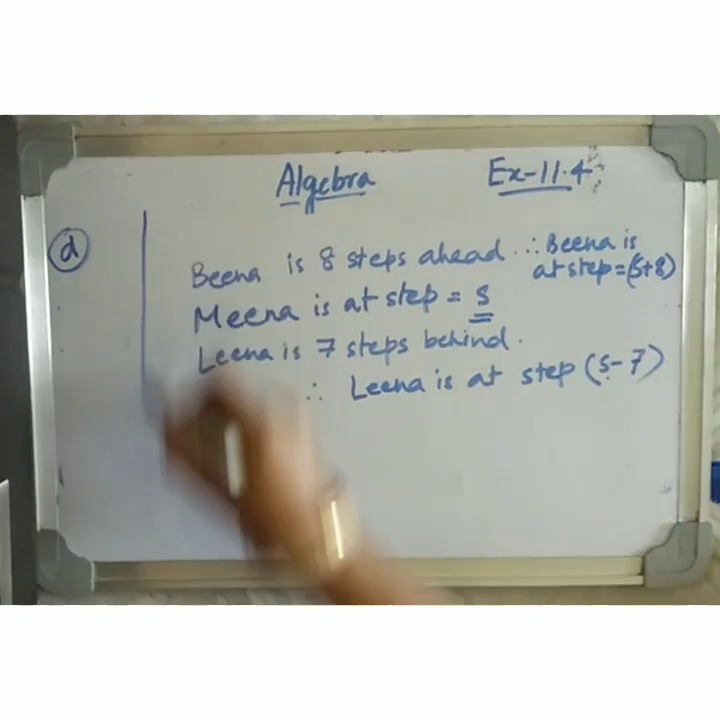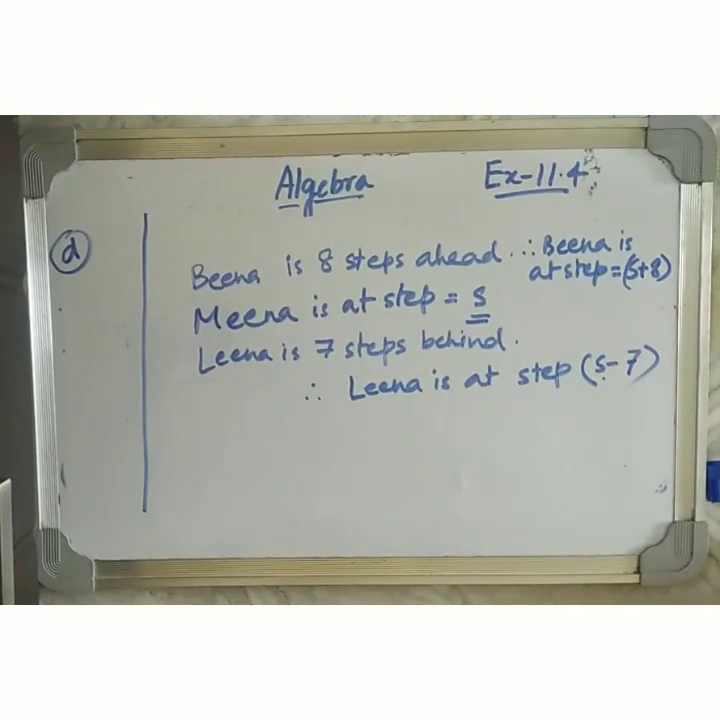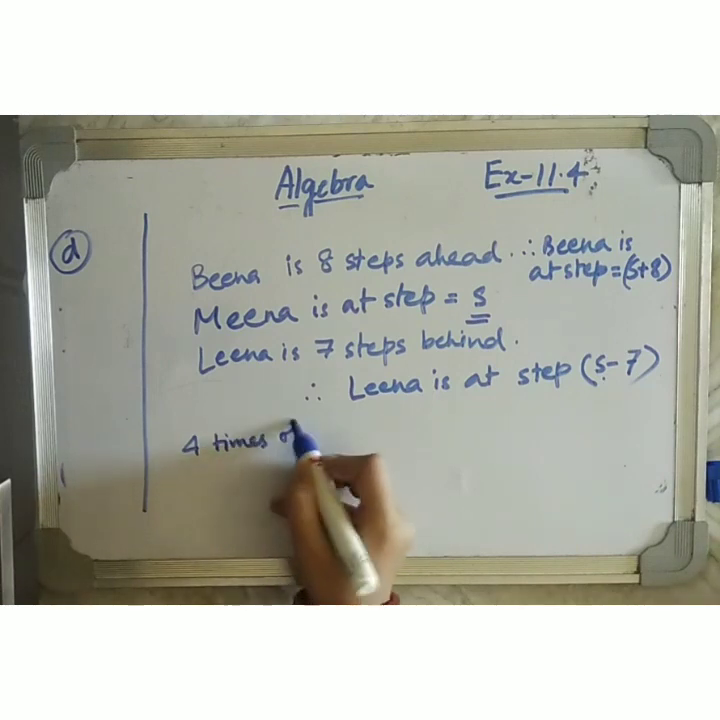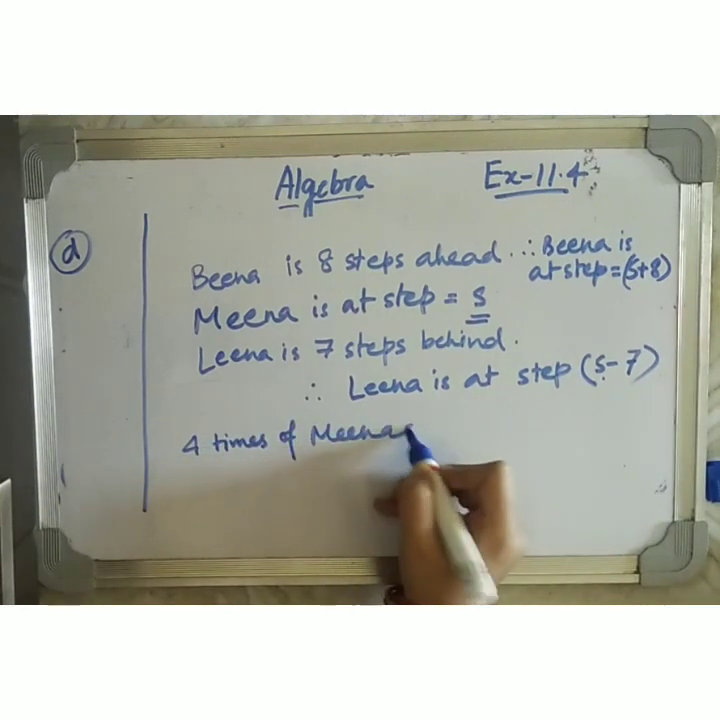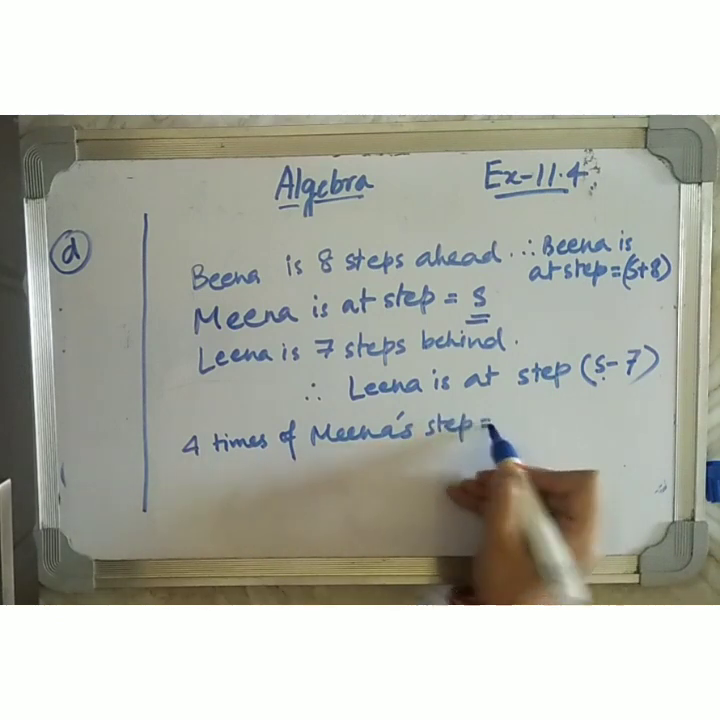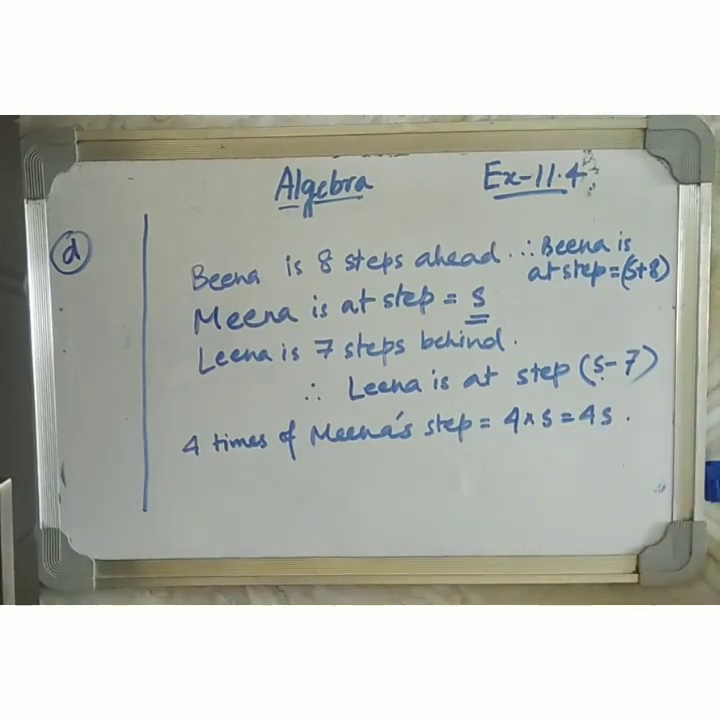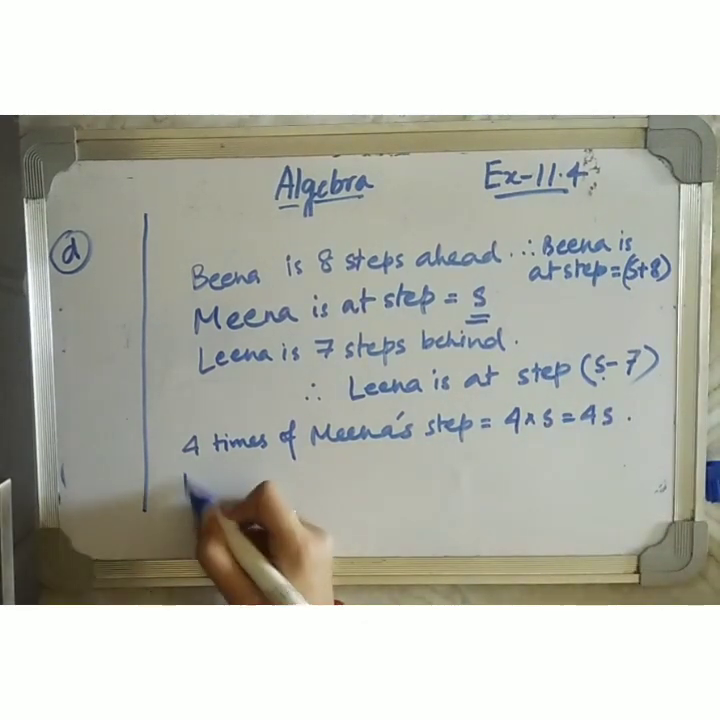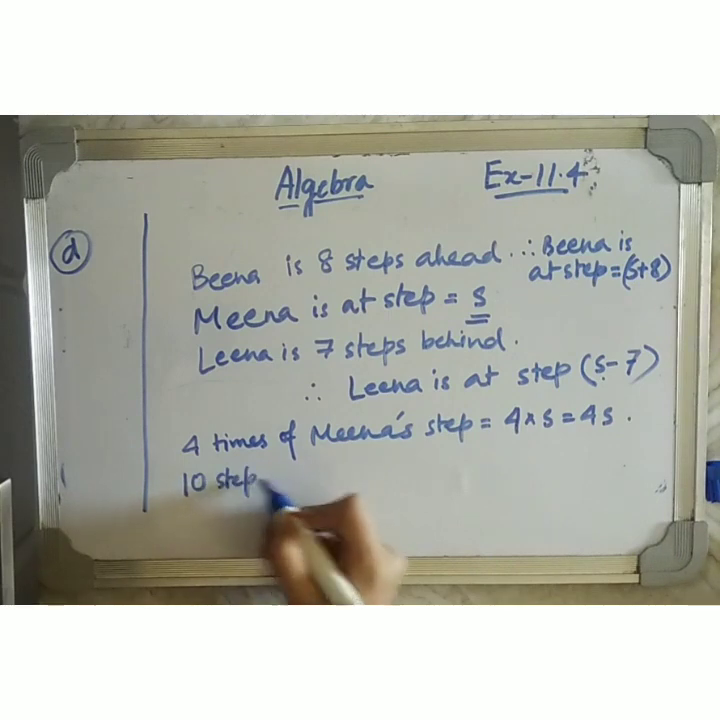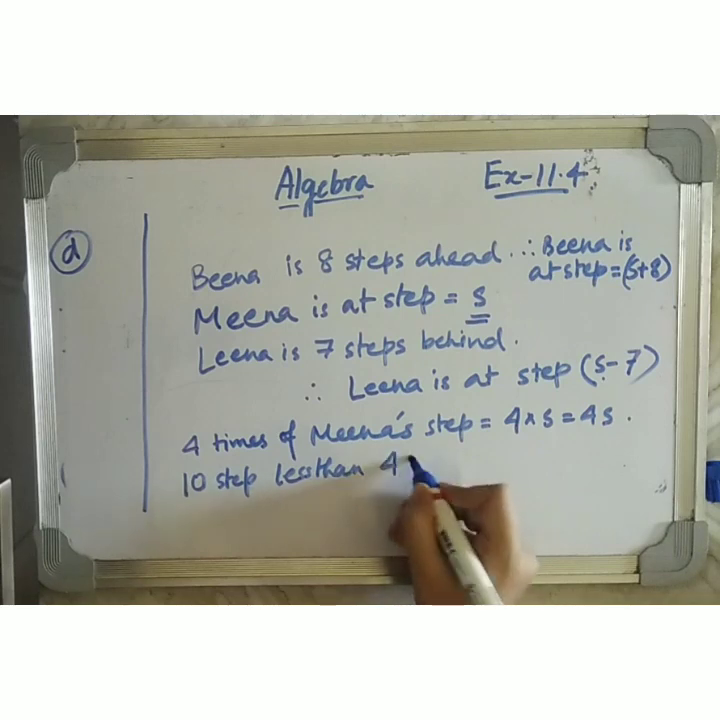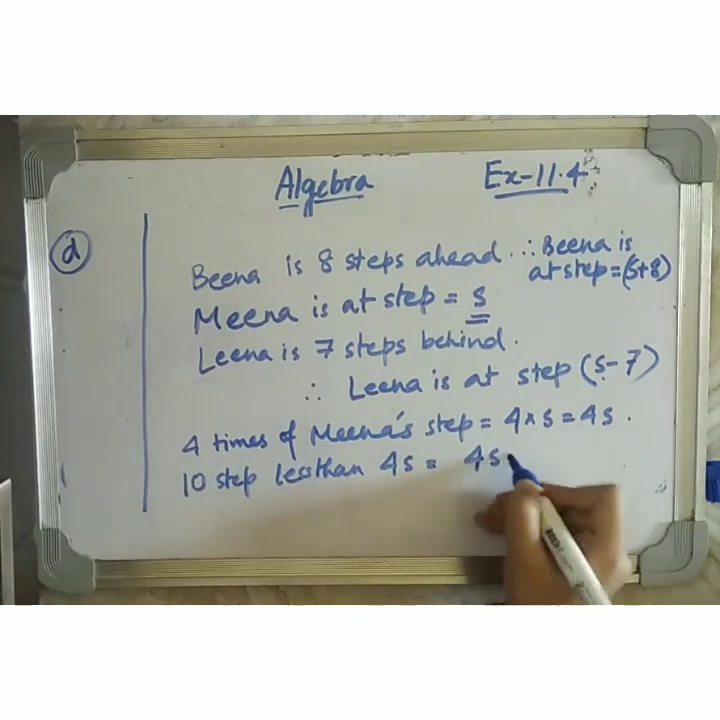Now the total steps to the hilltop is 10 less than 4 times what Meena has reached. Now 4 times Meena's step is 4 into S, that is 4S, and 10 steps less than this. 10 steps less than 4S will be equal to 4S minus 10.